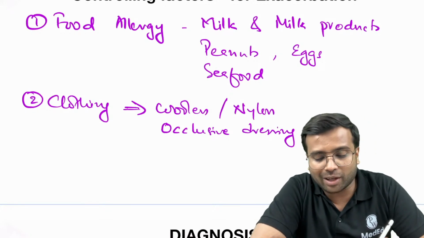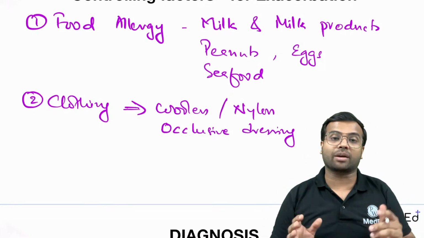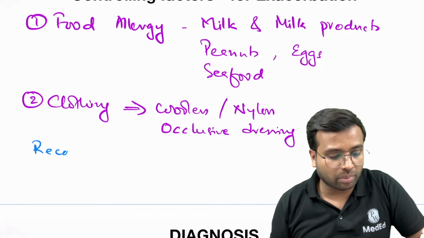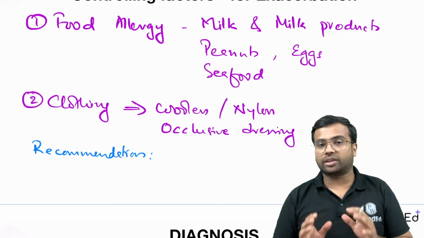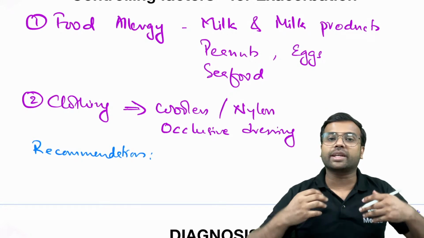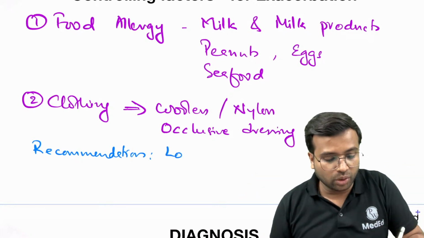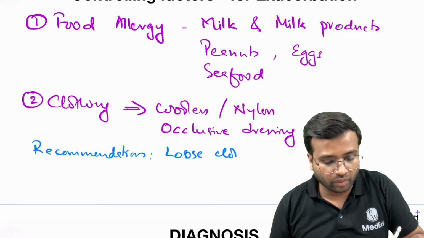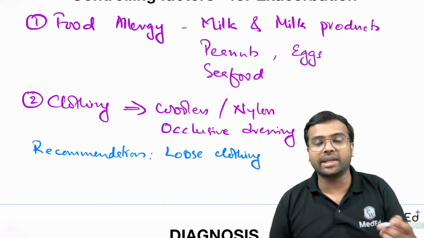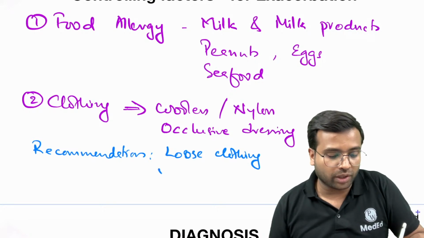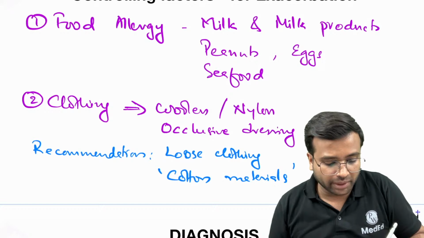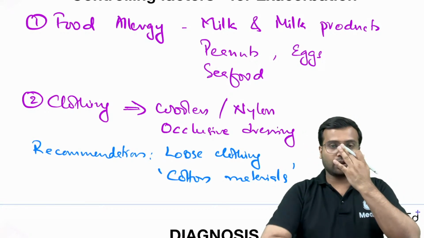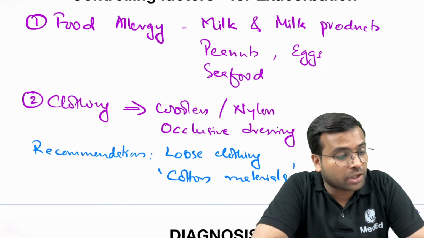So what do we recommend? The recommendation from our side is that the patient wear loose clothing. And what kind of material is recommended? We always recommend cotton materials. Cotton is going to be the best as far as the patient of atopic dermatitis is concerned.